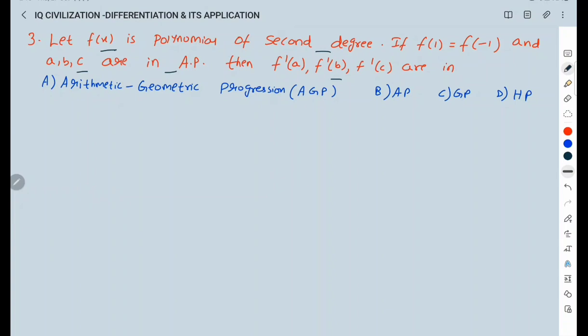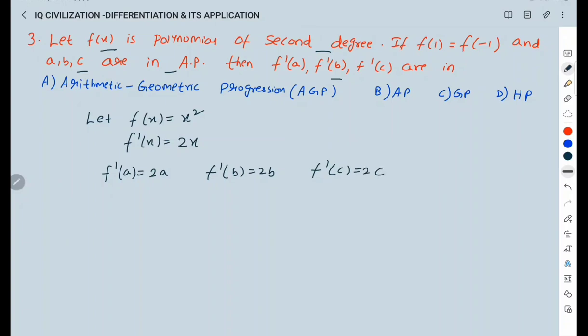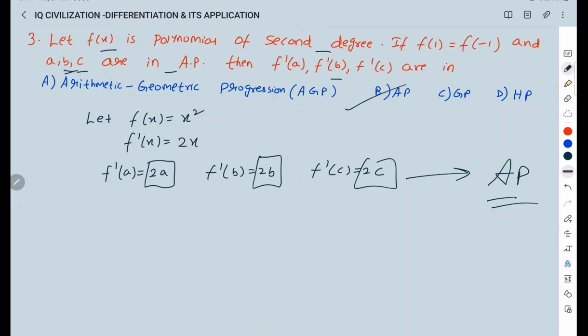So here we will generally go by the method of substitution. Let me take f of x is equal to x square. So what is the derivative? F dash of x is equal to 2x, right? So f dash of a is 2a, f dash of b is 2b, f dash of c is 2c. What we can see is 2a, 2b, 2c. Since a, b, c are in AP, 2a, 2b, 2c are very much in AP. So this is our answer. Okay, next one.